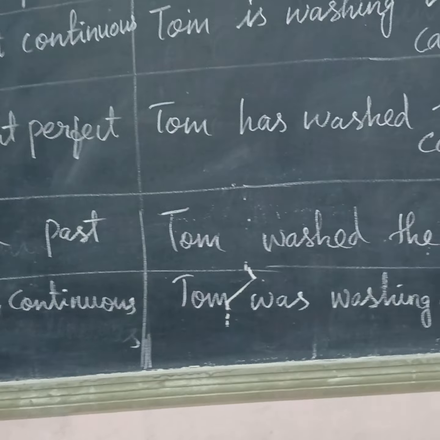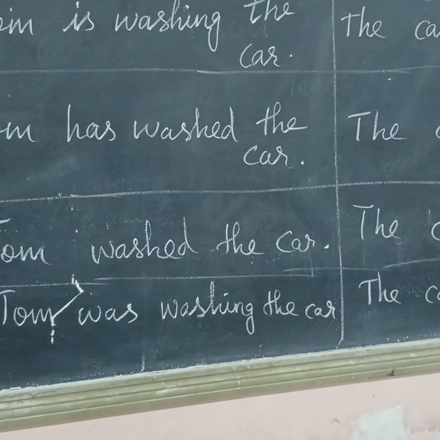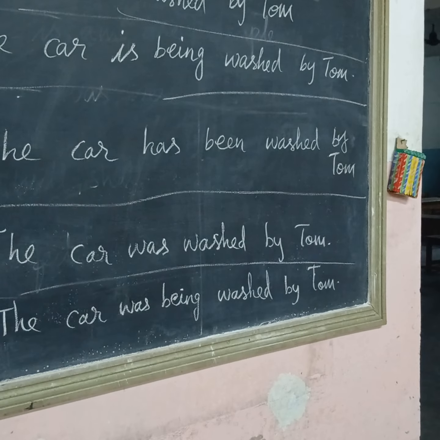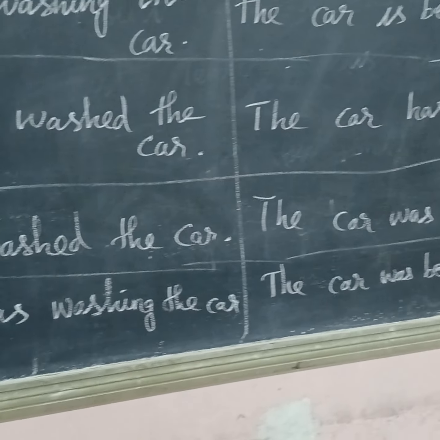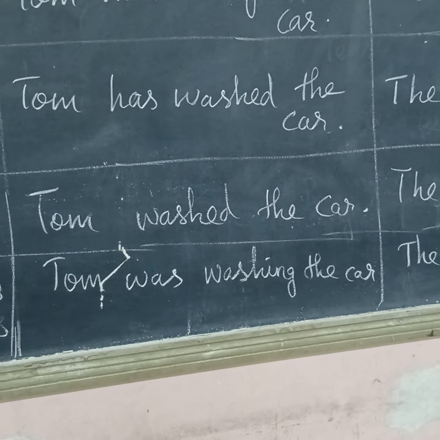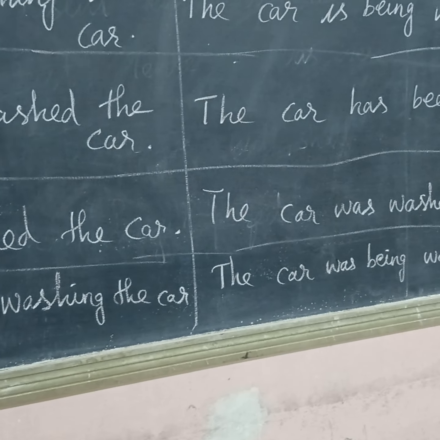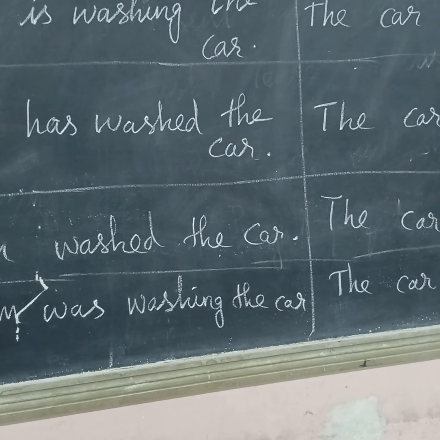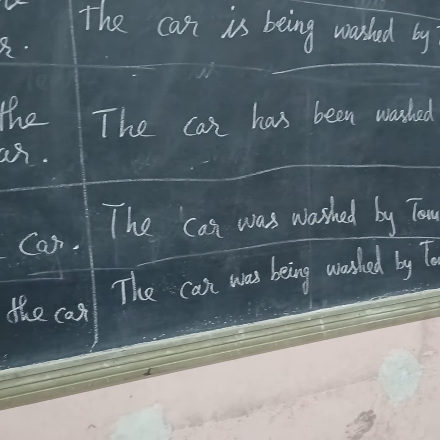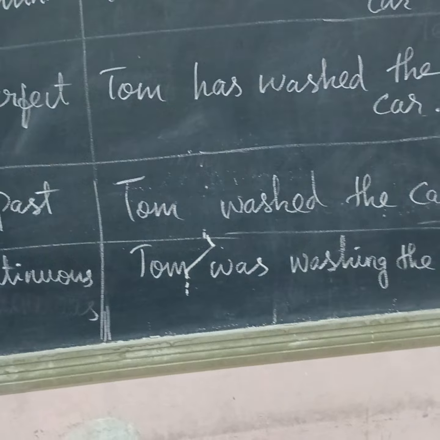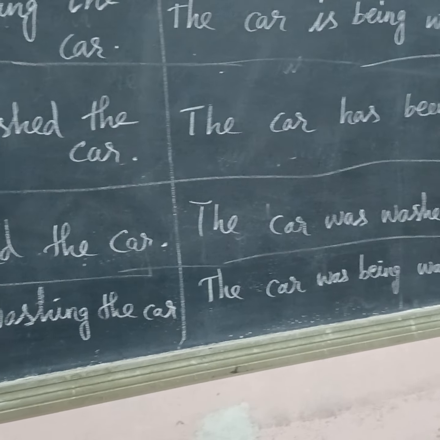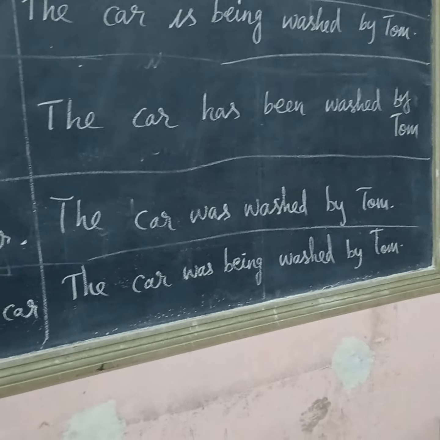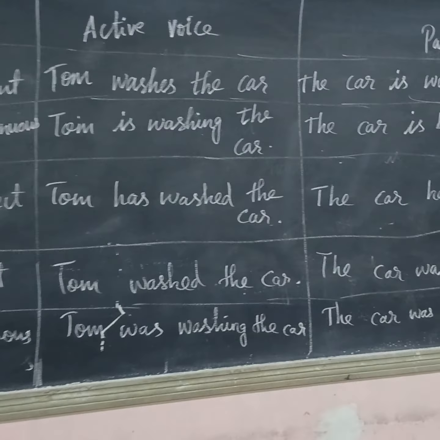When you change this active voice into passive voice, already the object should come at first, the car, and the subject should come at last, so by Tom. In the middle of the sentence, already I told you, if you see ing in the verb, you have to add being, and the V3 form of the verb, washed. And this is past continuous, so you have to put the auxiliary verb of the past tense: was being washed by Tom.